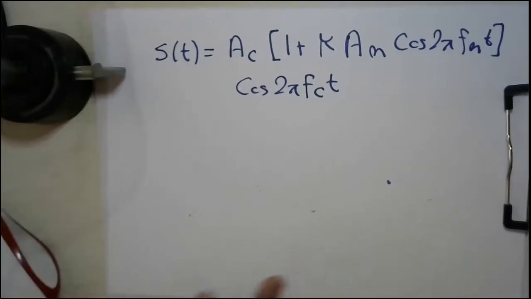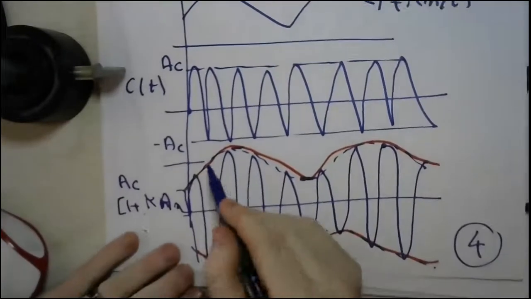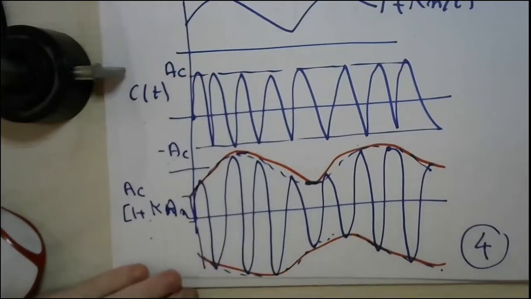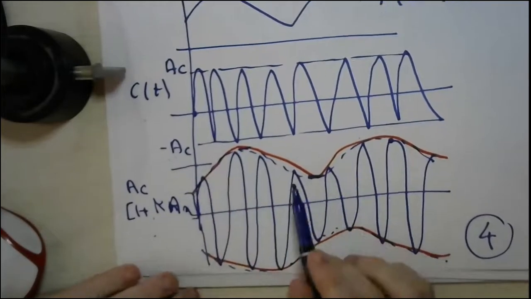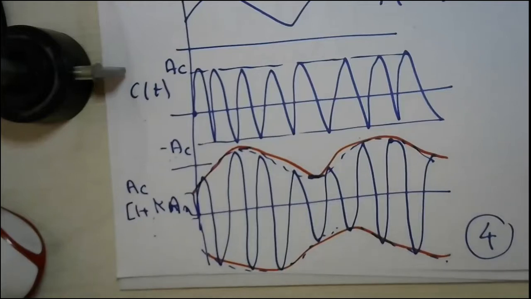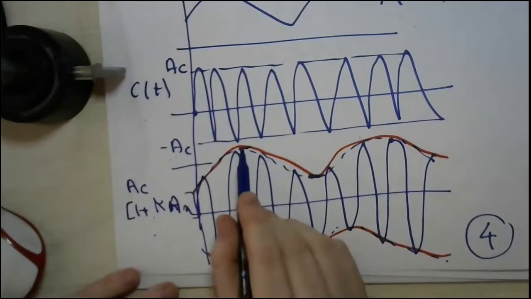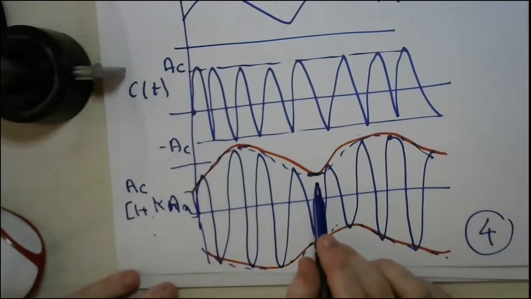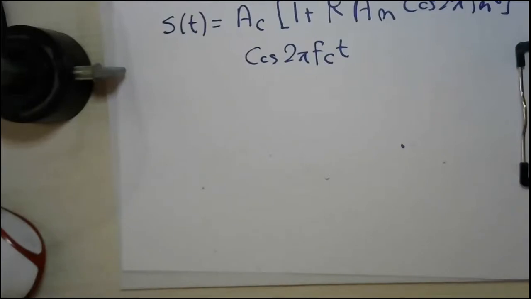Okay, what you are going to do is simply, I'm searching for the maximum and the minimum. The maximum will occur. Again, please remember that this maximum and this minimum depend on the message, not on the carrier. So the maximum will occur when the message is maximum, and the minimum will occur when the message is minimum.